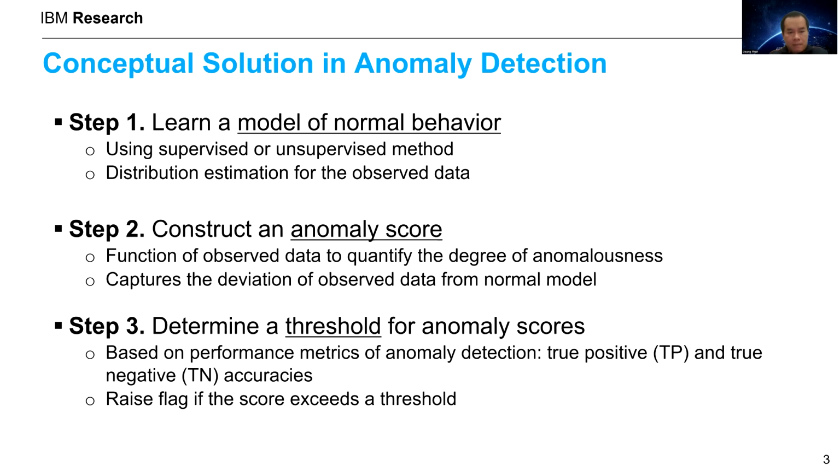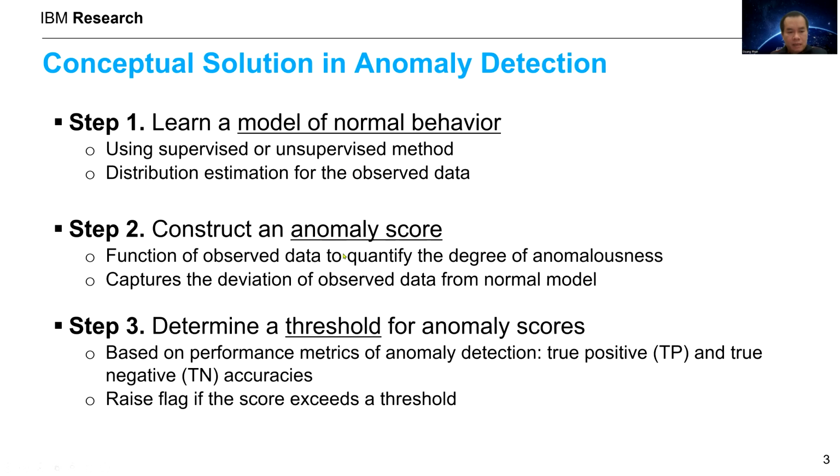In the second step, we construct the abnormality score. This one depends on the type of model we built in the first step. For example, it can come from the log likelihood, or from the KL divergence, or many other abnormality score methods can be used, but it depends on step number 1.